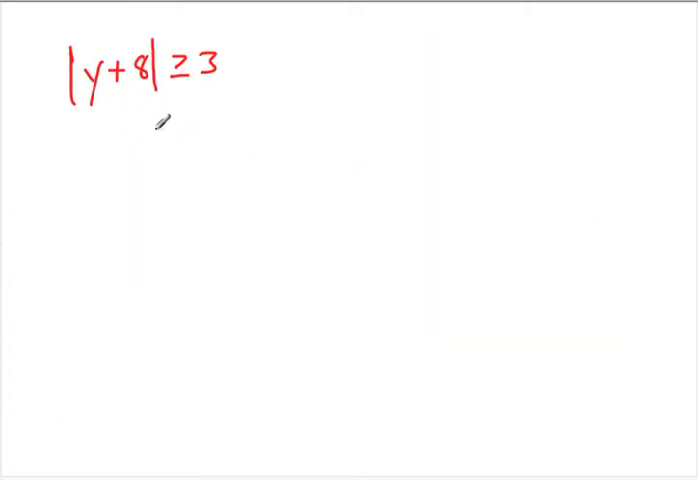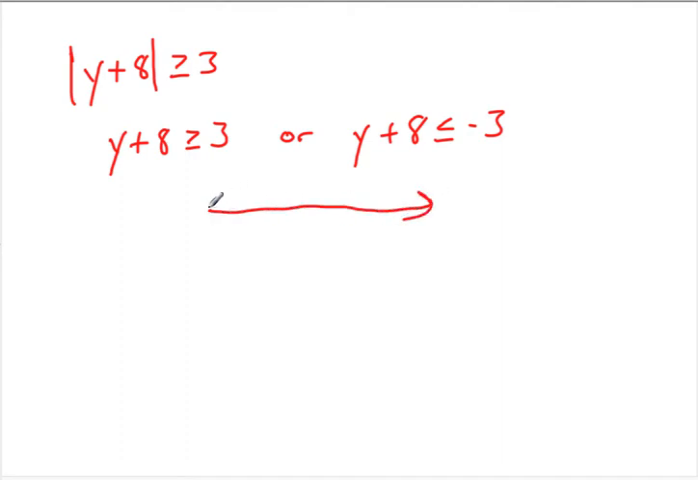So we need to say y plus 8 is greater than or equal to 3, or y plus 8, and remember, switch the sign now, is less than or equal to negative 3, because we're trying to go to the outsides of this line, right? We're trying to go bigger than 3 and less than negative 3. Alright, so now we're actually going to solve these individually.